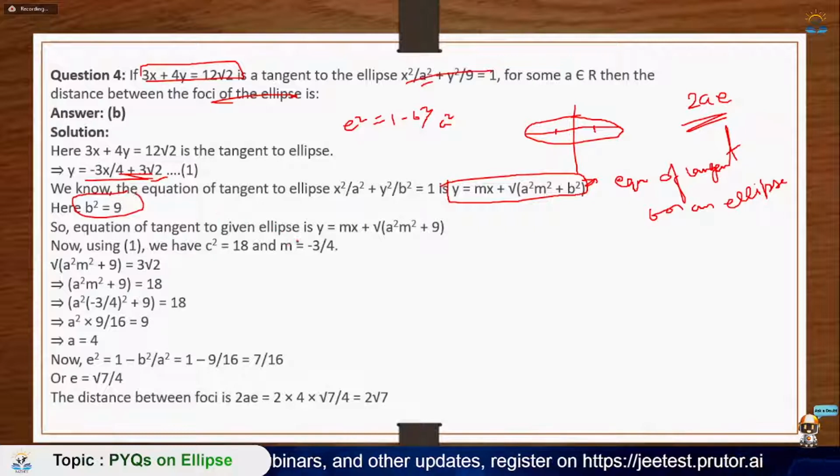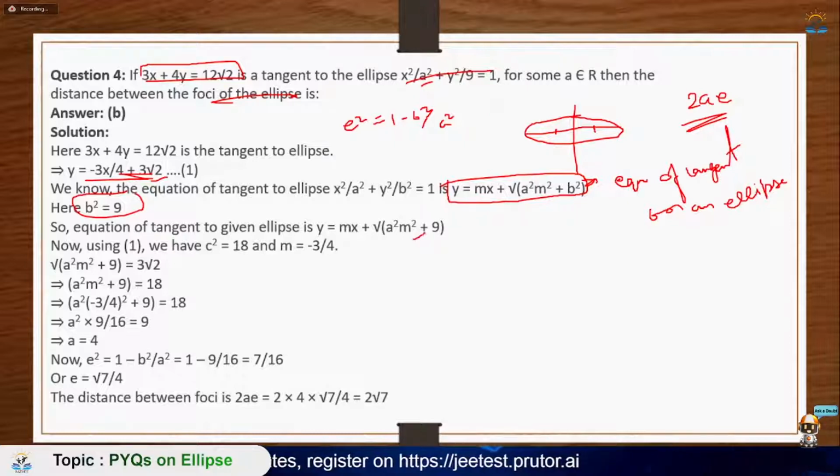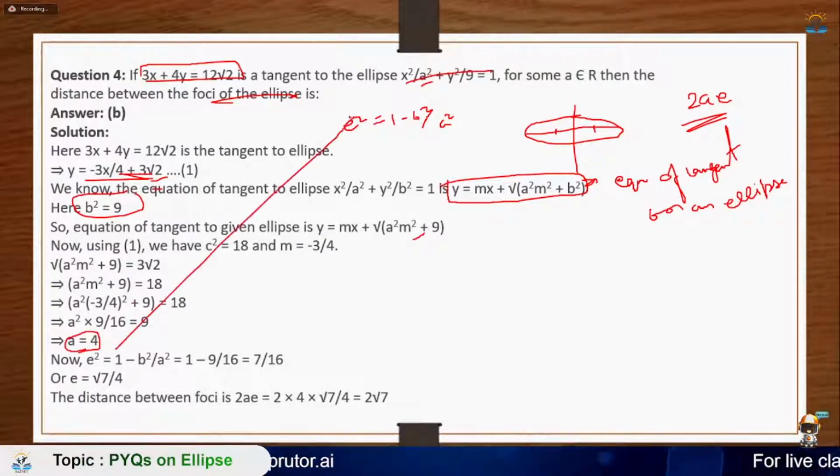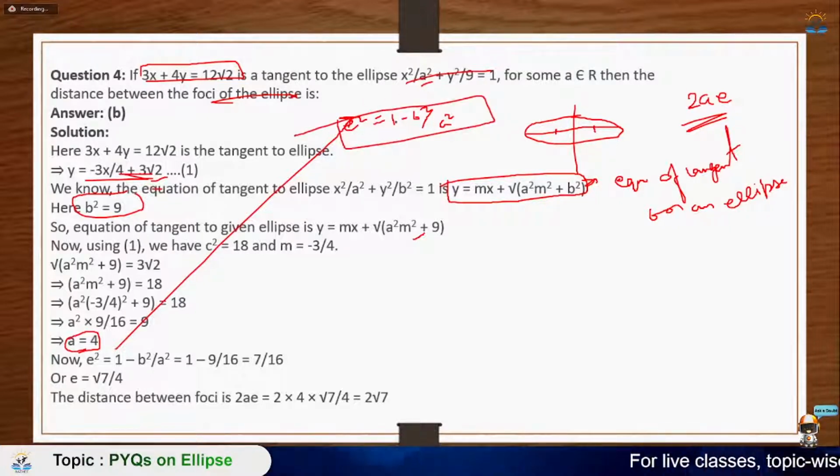अब मेरे को बी स्क्वायर मिल गया, देन आई कैन इजिली कैलकुलेट फॉर माई ए ऑल्सो. मतलब 20 को मुझे दिया हुआ है 9, तो मैं यहाँ पे 20 को 9 पुट कर दूंगा, और फिर मैं रूट ऑफ ए स्क्वायर एम स्क्वायर प्लस 9 को √2 के इक्वेट करके मेरे को मेरा ए मिल जाएगा. आफ्टर गेटिंग द वैल्यू ऑफ ए, I know that I can calculate E using this formula. This is the formula for calculating eccentricity of ellipse. For hyperbola, only there is a positive sign, and this rest remains the same.